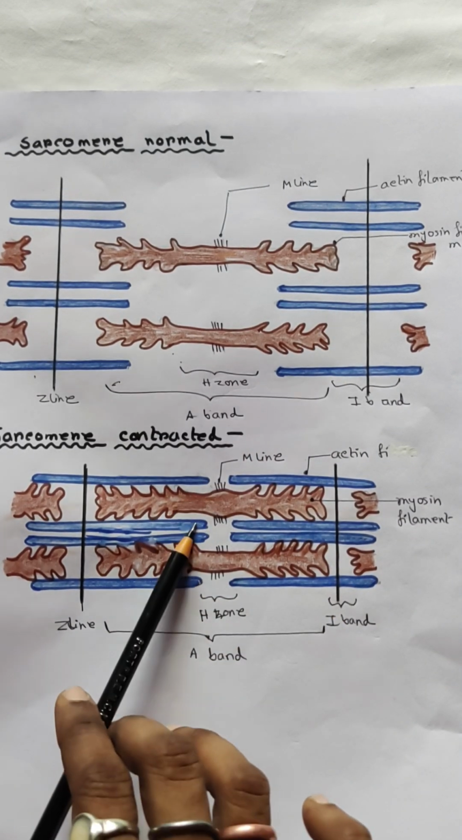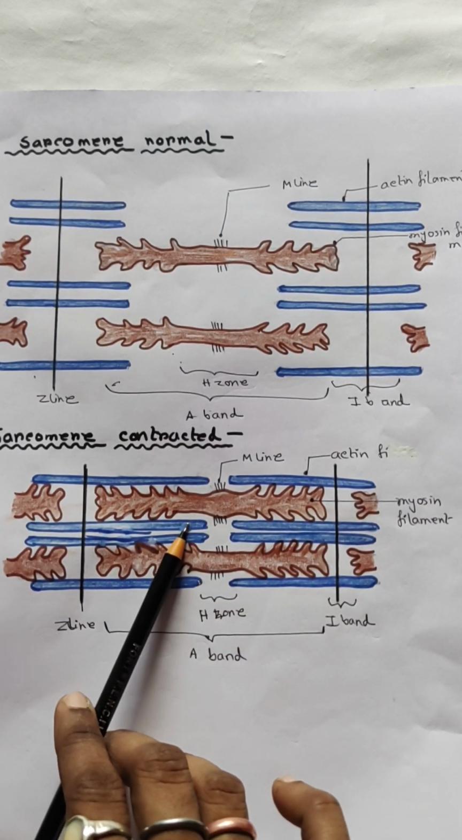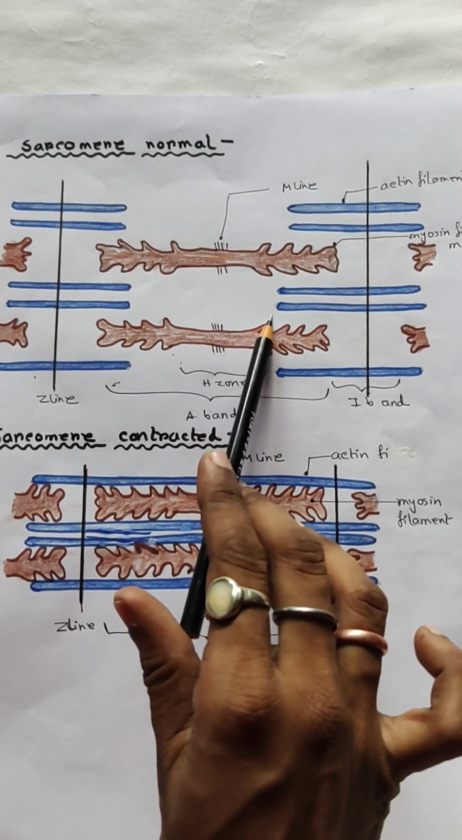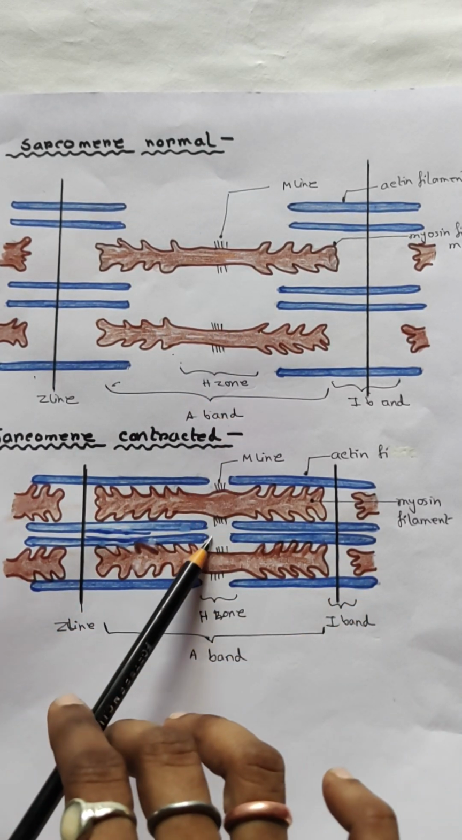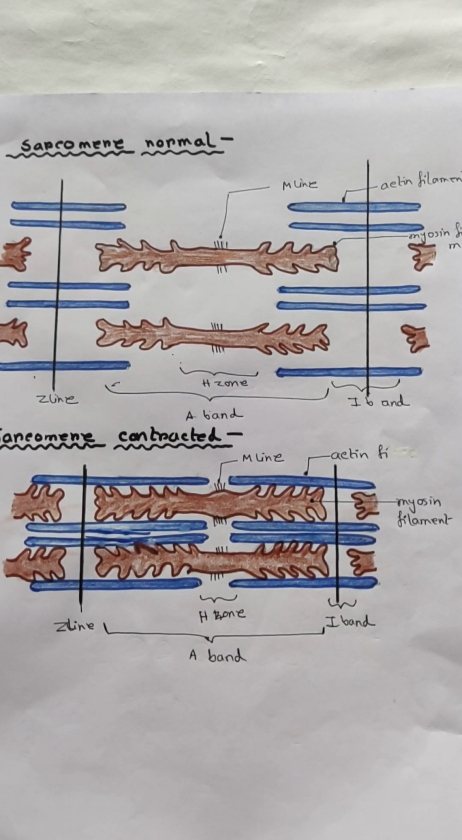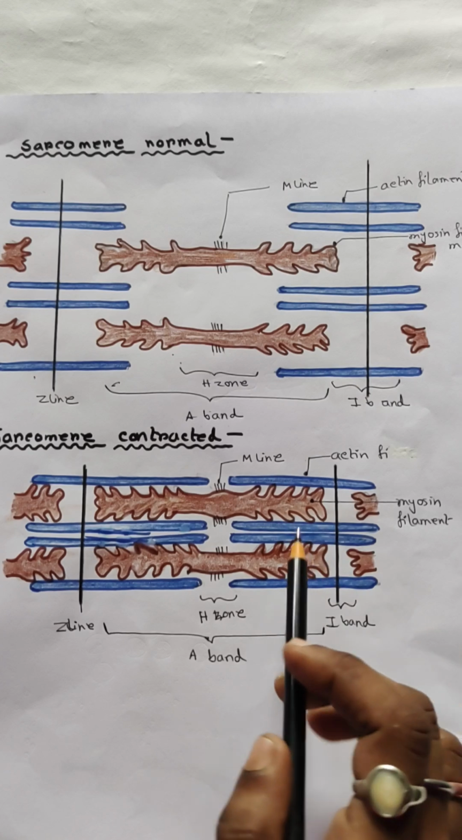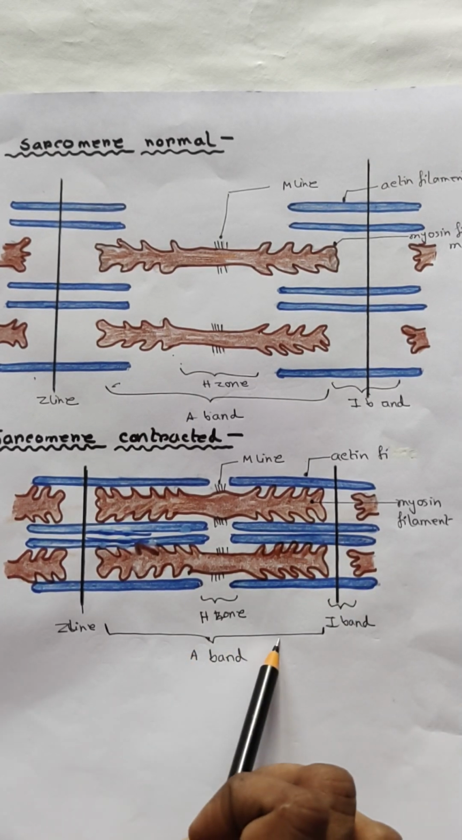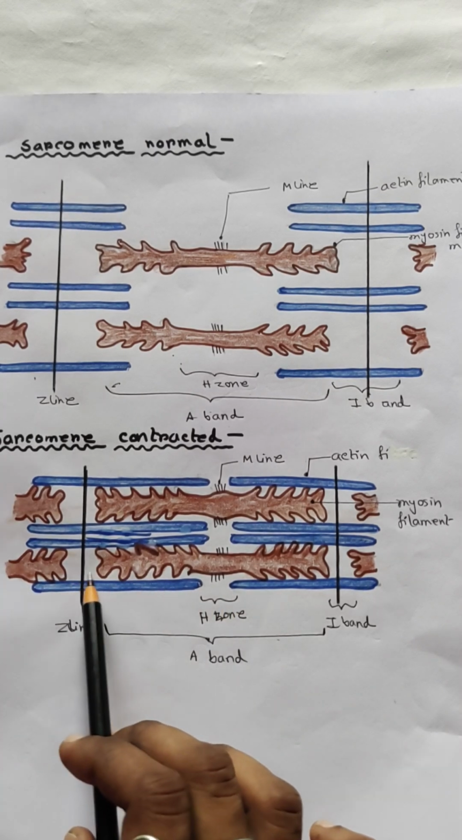Now this is the contracted sarcomere. The gap, the H zone, gets decreased, the length decreased. The length of the A band remains the same. Okay. The I band, the length of the I band remains the same.